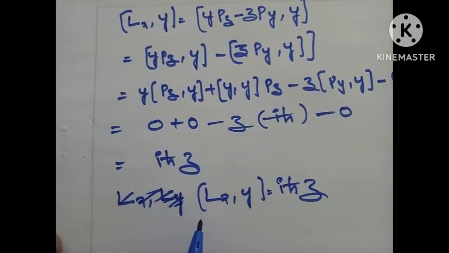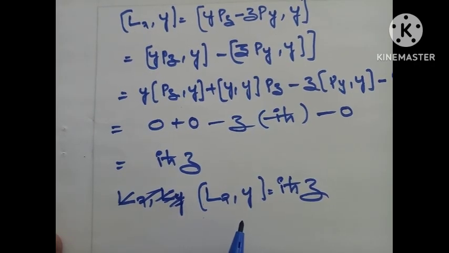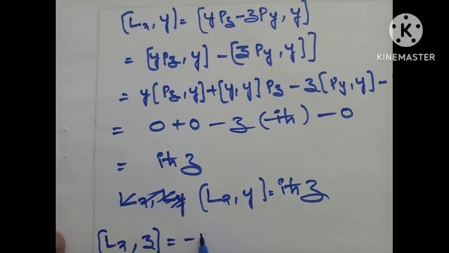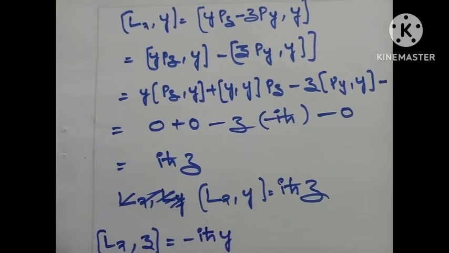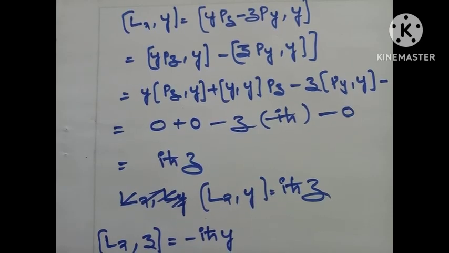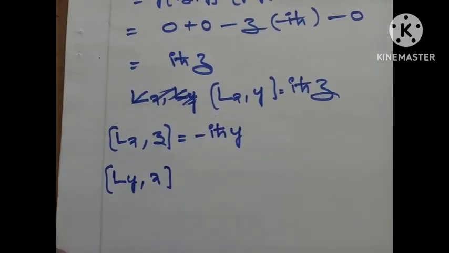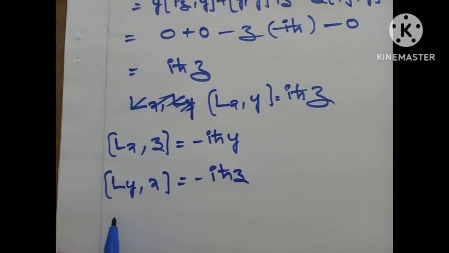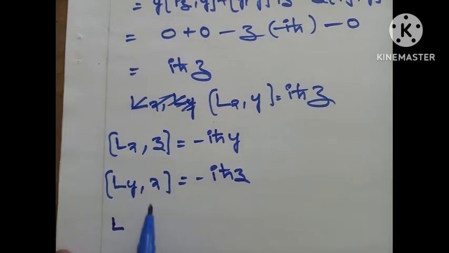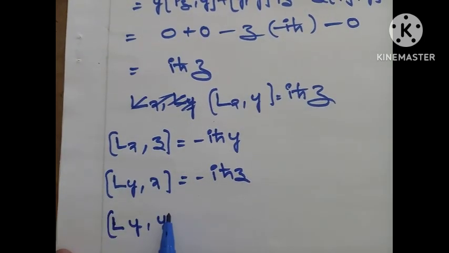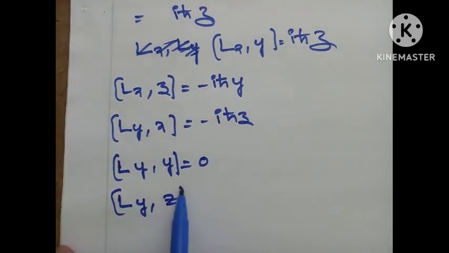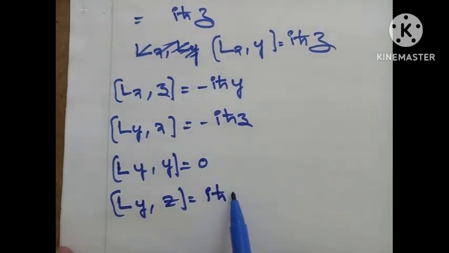So similarly we'll get the different relations. If you practice, you'll get very easily the commutation between Lx comma Z. What we get here? Minus iħ y will get there. Okay, next the commutation between Ly comma X, we will get minus iħ z. Next the commutation between Ly comma Y, which is 0. Next the commutation between Ly comma Z, what do we get there? iħ x will get there.